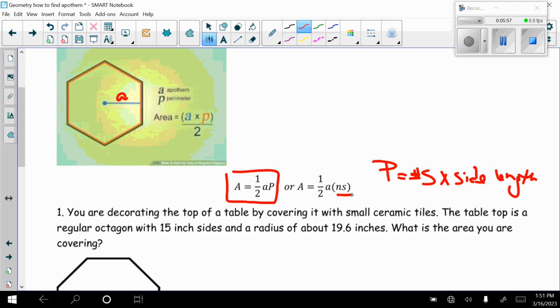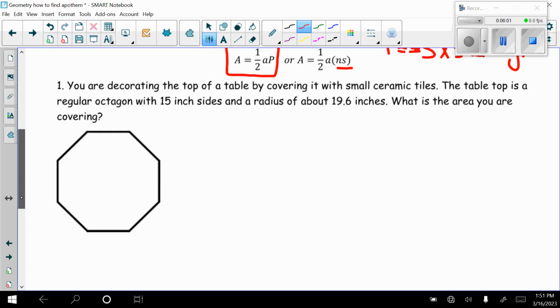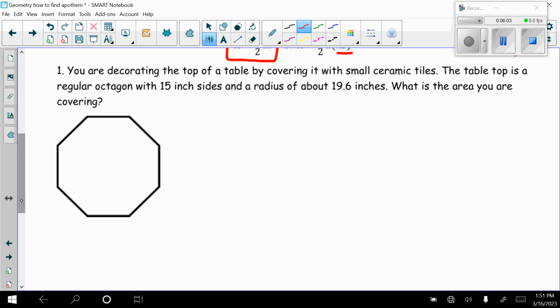And so that's the NS right there. Okay, so let's look at a problem and how do we find the apothem. It tells us that you are decorating the top of a table by covering it with small ceramic tiles. The table top is a regular octagon with 15-inch sides. So it's telling me that all of these sides here in this octagon are 15.